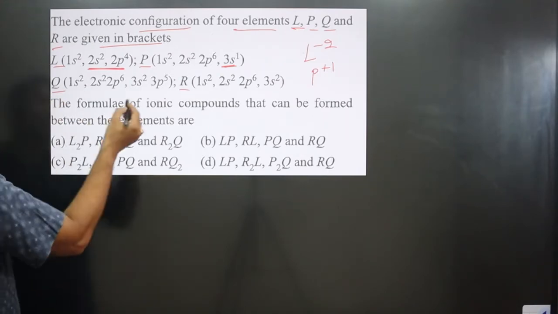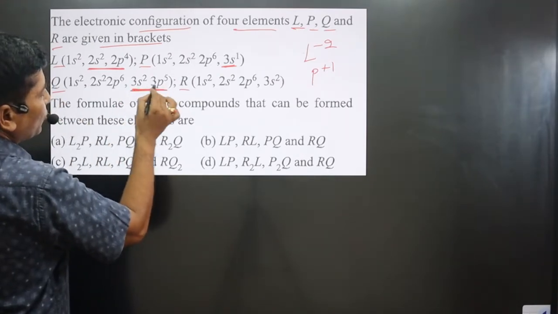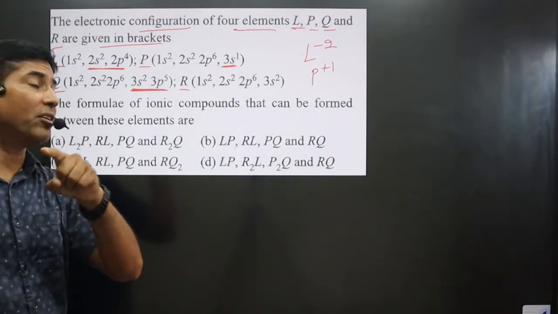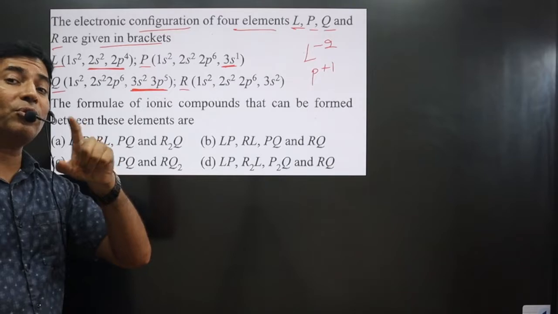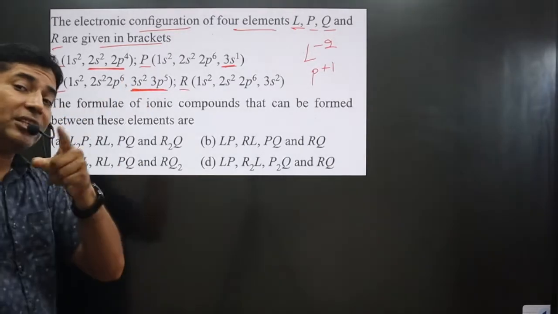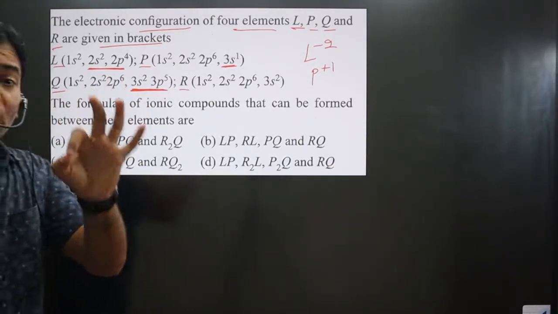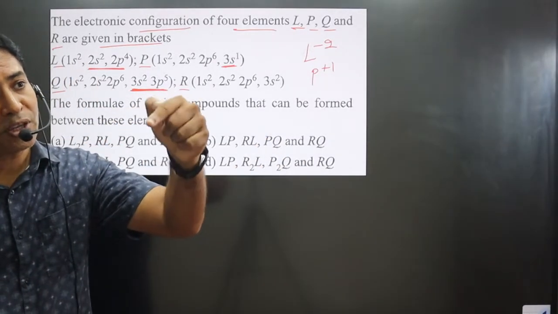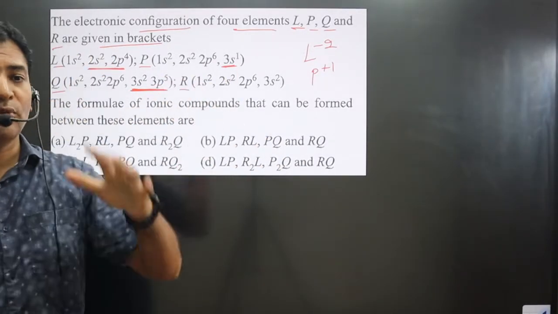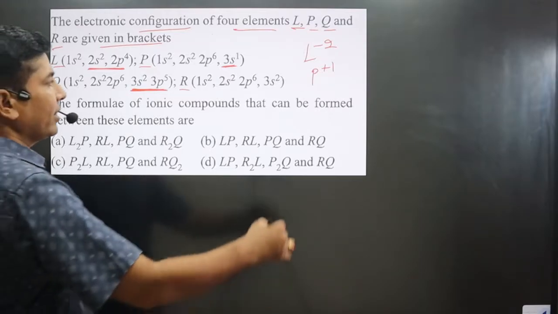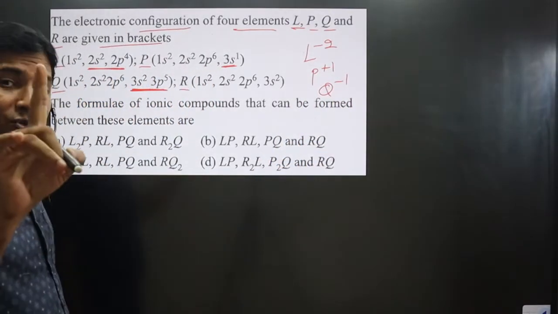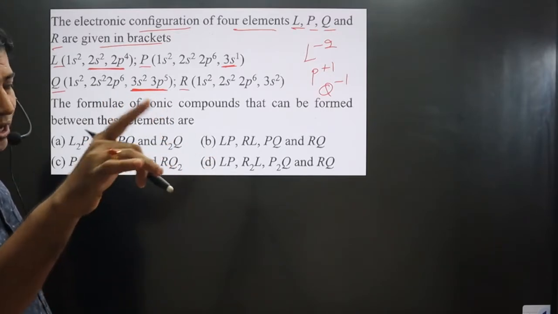Now we have Q. In this case, outermost 3s2 3p5. How many total valence electrons? 5 plus 2 is equal to 7 valence electrons. It means it is a halogen. It has tendency to gain 1 electron, so that 7 plus 1 is equal to 8. Its octet will be complete. Then Q will carry minus 1 charge. Tendency to gain how many electrons? 1 electron.